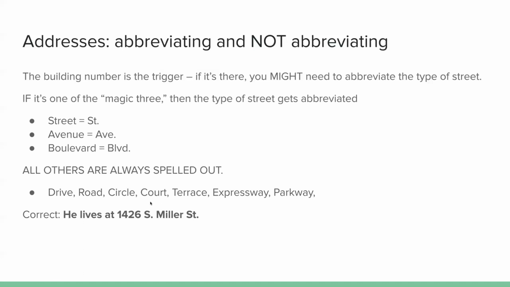So this is correct usage. He lives at 1426 S. Miller St. Remember, the directional word is abbreviated as well. Street's on the list of the magic 3, so it gets abbreviated. This is also correct. Notice South is abbreviated. We've got the building number. South is abbreviated, but drive is spelled out, because it's not one of the magic 3. It's on this other list here, so it's never abbreviated. Okay.